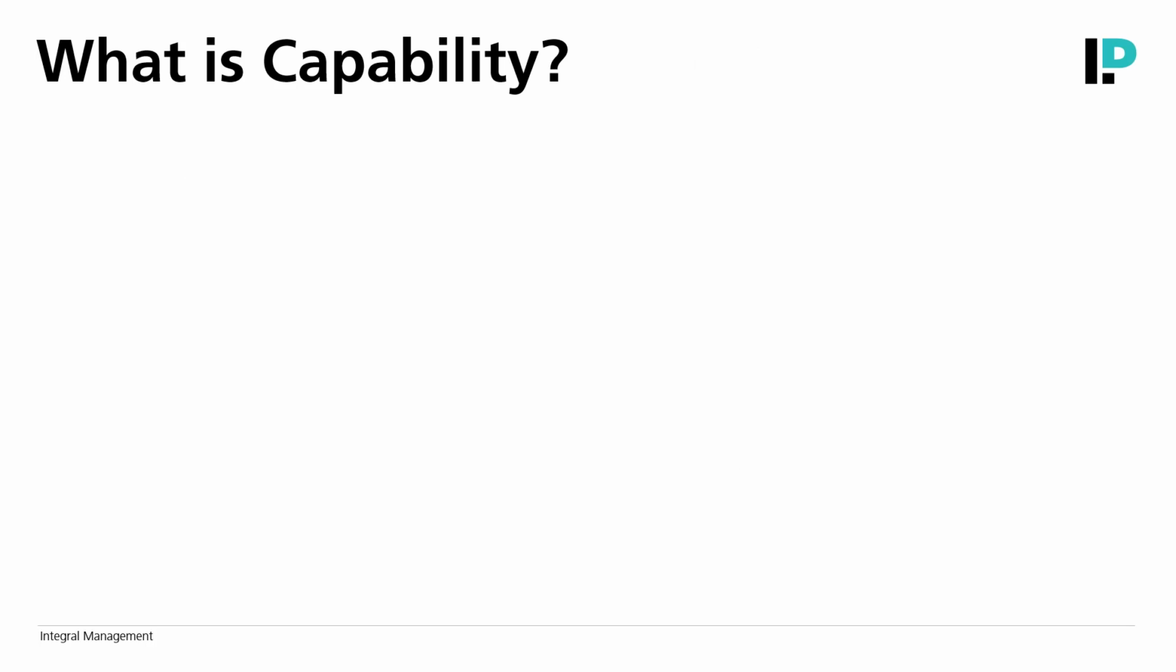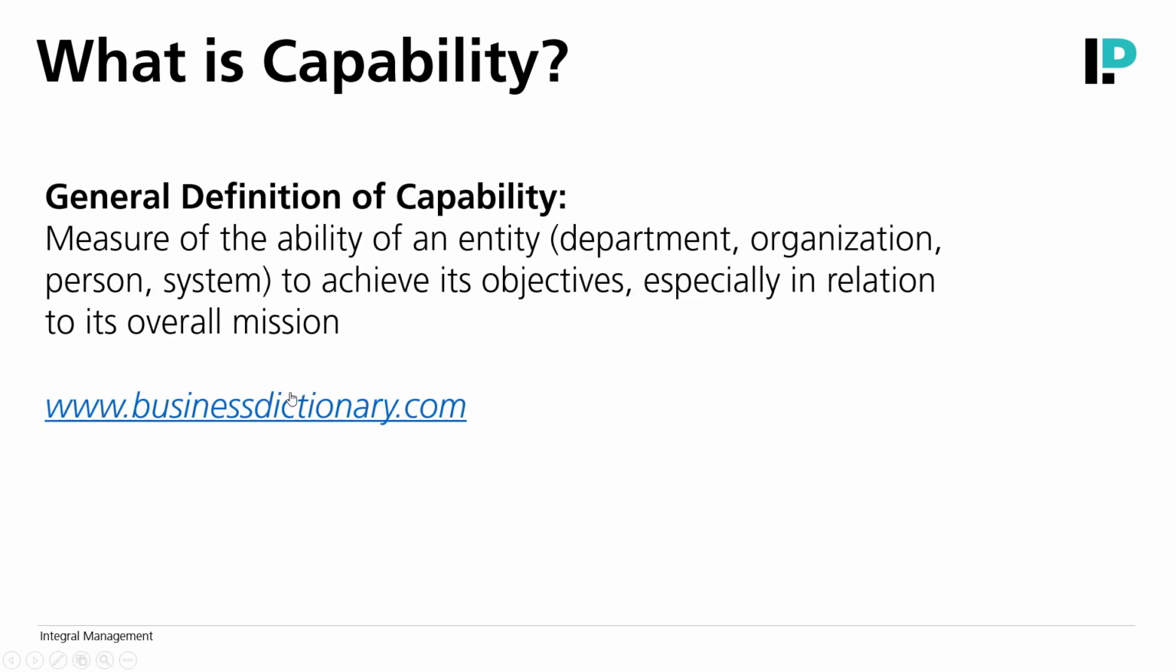So what do we mean by capability? Well, again, the general definition: it's a measure of the ability of an entity, a department, organization, system, or person, to achieve its objectives, especially in relation to its overall mission. So if we think of that, it's like, how big are the horsepowers of this system to handle the objectives that it needs to handle.